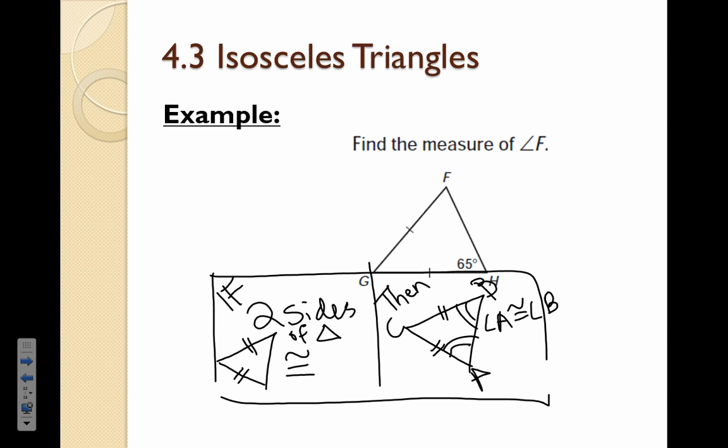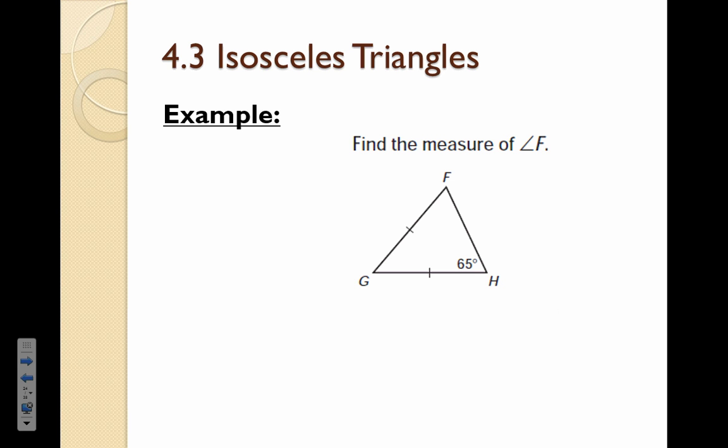First example says find the measure of angle F. Well, I first identify my 2 congruent sides, and then it says the angles opposite them. So I've got GH, angle opposite is F, and I've got FG, opposite is H. So remember on 4.1 we talked about opposite sides. This is where it is totally critical. So we're able to say that the measure of angle F is 65 degrees.